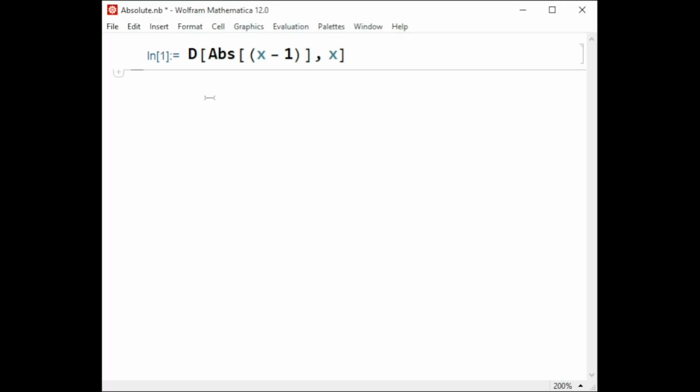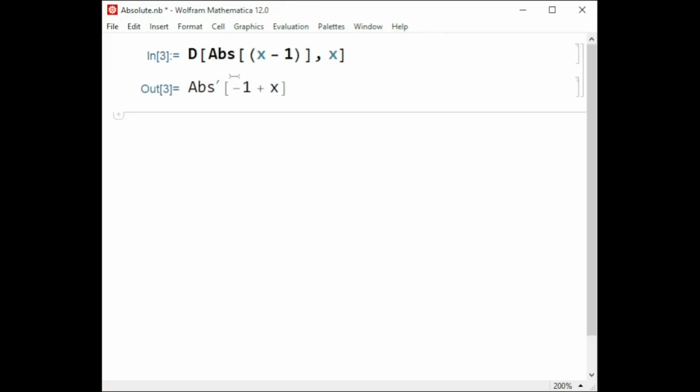In this video, I will let you know how to resolve the issue of the derivative of the absolute of a function in Mathematica. For example, look at the derivative of the absolute of x minus 1. So x minus 1 is in fact a function and I want to find the derivative with respect to x. If I run this, I get this answer.